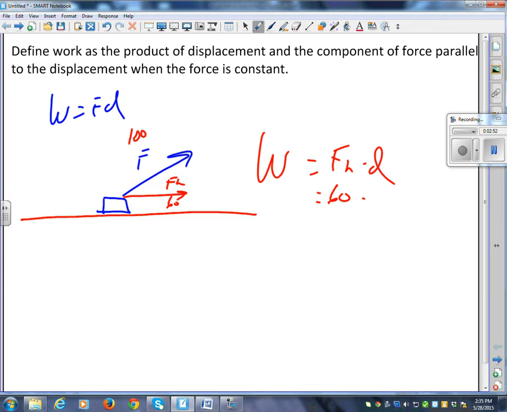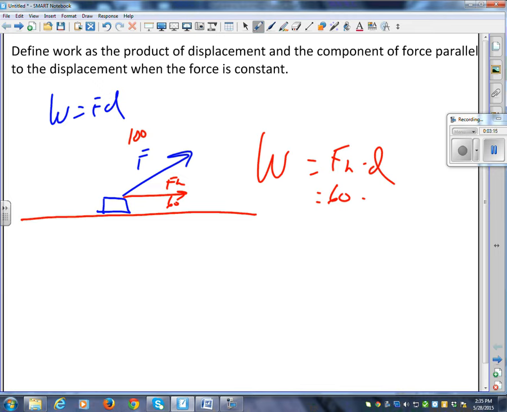No different than if I'm carrying my briefcase across, remember this one? Remember carrying the briefcase like this? Which way is the force? Up, but the displacement is this way. Therefore, no work. I remember walking across the front of the room pretending I was a tall, skinny man with a big briefcase with no hair.